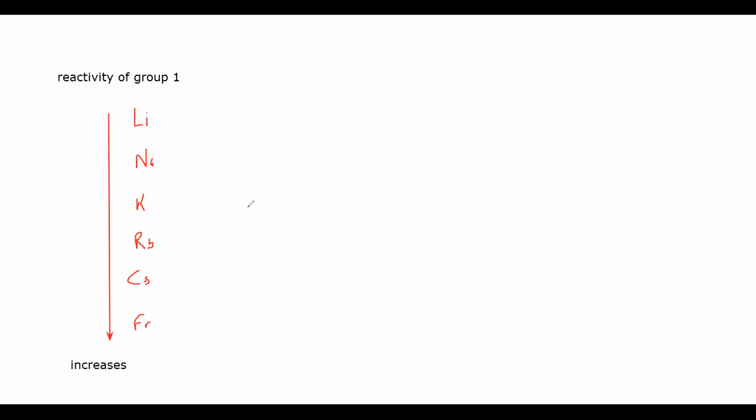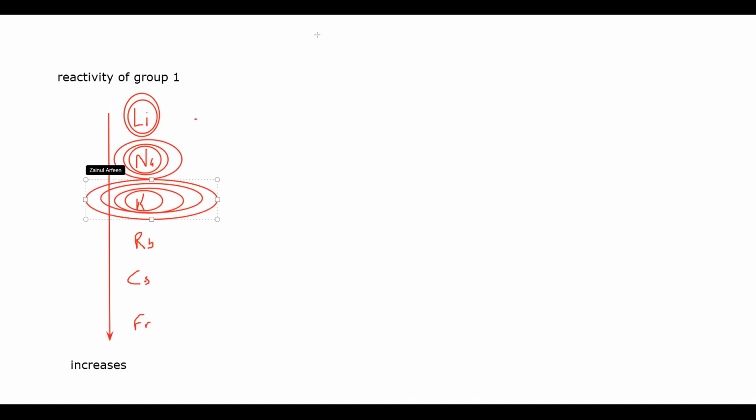So the reason why, as we go down the group, the reactivity increases is because of the outermost shell. For the metals, for example, lithium belongs to the second period, so lithium will have 2 shells, whereas sodium belongs to the third period, so sodium will have 3 shells. Potassium belongs to the fourth period, so it will have 4 shells. And all of them have 1 electron in the last shell.